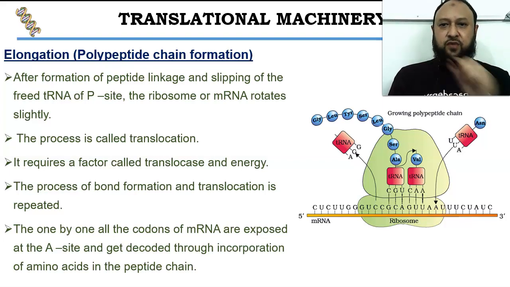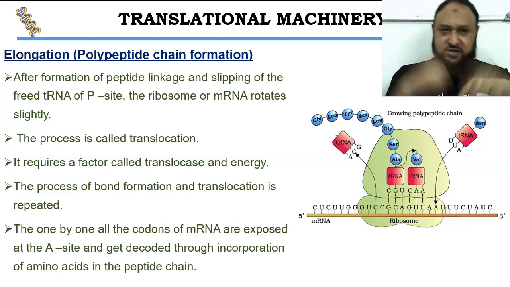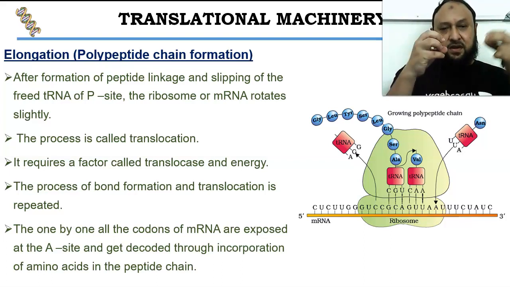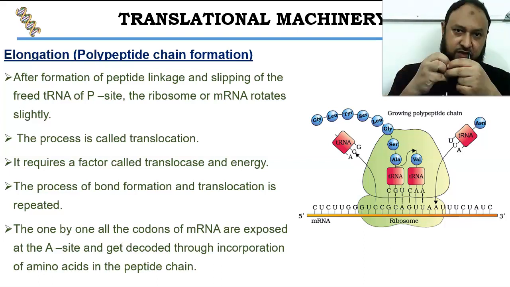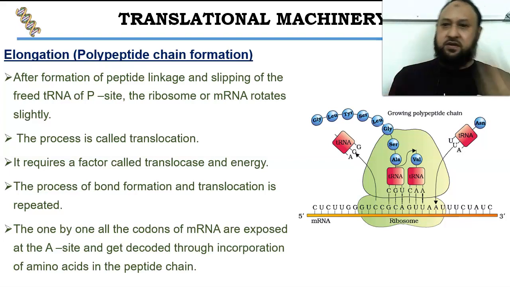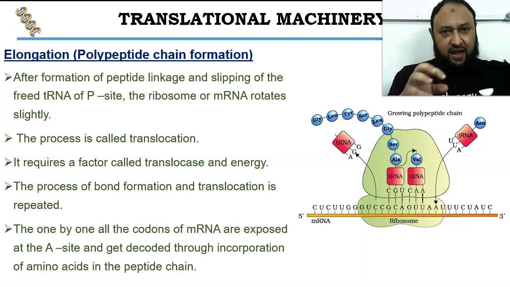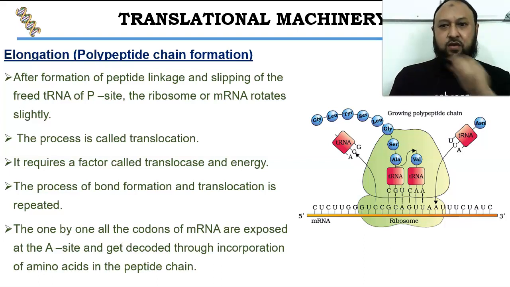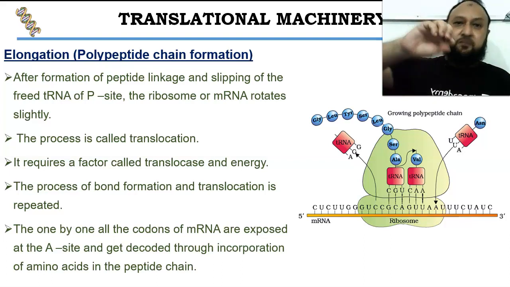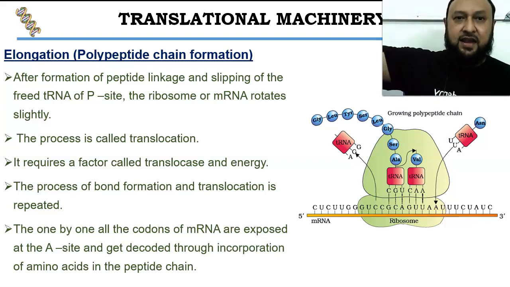The process of bond formation and translocation is repeated again and again, because the new amino acid is coming and joining with the help of peptide bonds. One by one, all the codons of mRNA are exposed at the A site, and the new amino acid will come and be decoded through incorporation of the amino acid in the peptide chain, and that peptide chain keeps on elongating.